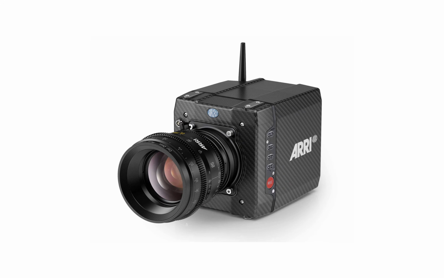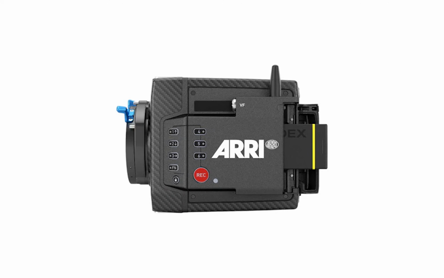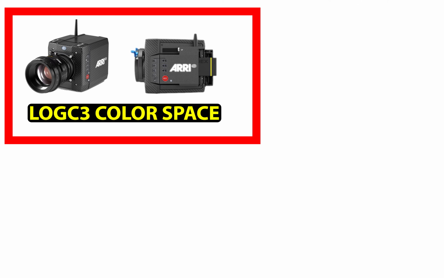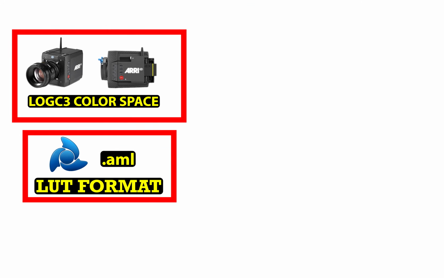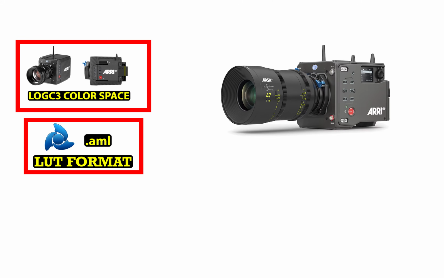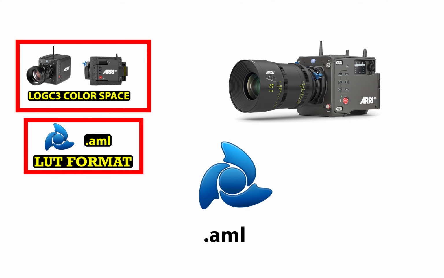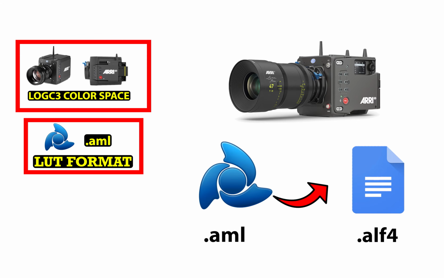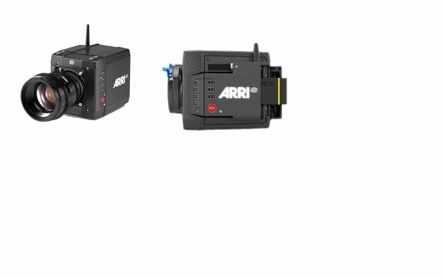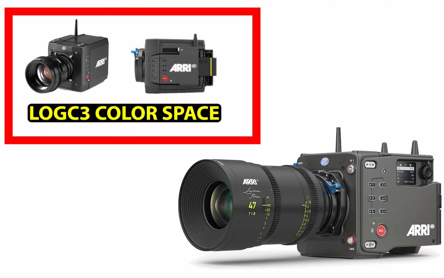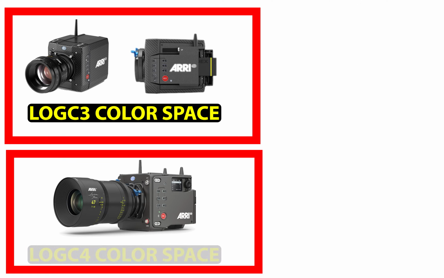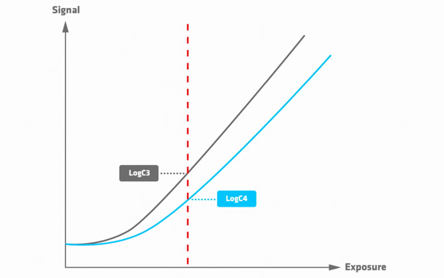If you are a user of ARRI Alexa cameras like Alexa Mini or Alexa Mini LF, these cameras were using the LogC3 color space before, and the LUT format was .aml. Now with Alexa 35, it's not the same LUT format. It has changed from .aml to .alf4, because before, the ARRI Alexa Mini, Mini LF and the other cameras were using the LogC3 color space, and now Alexa 35 is using LogC4. So it's a totally different color space.